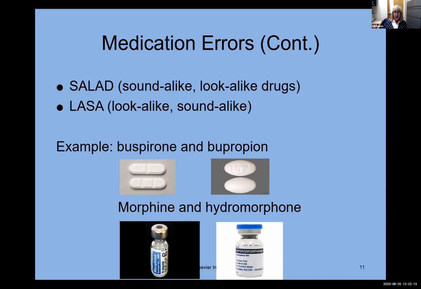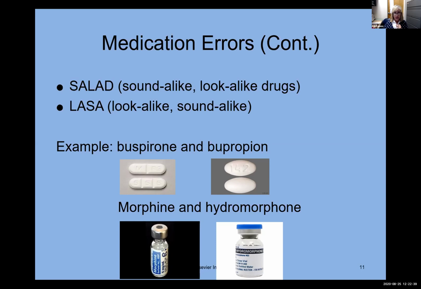Now again, many of the hospitals have set systems in place to help decrease this. For instance, if these 2 medications, the buspirone and the bupropion, were together in a dispensing system, they may make them different colors to kind of draw your eye and alert you that they're look-alike, sound-alikes.